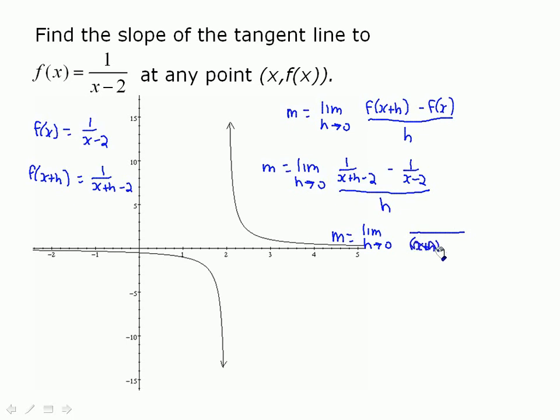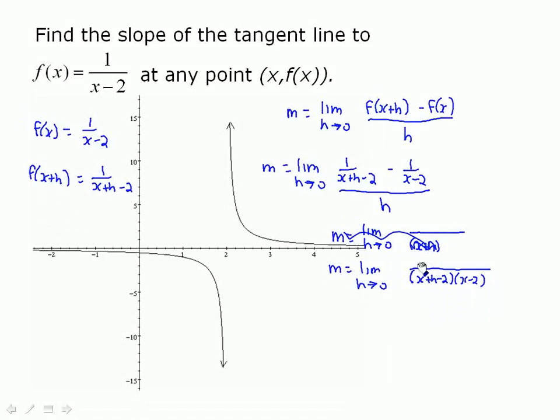Oops, I'm having a rough day here. I'm just going to get rid of this whole line here. Sorry about that. M is equal to the limit as h approaches 0 of our common denominator, try again, is going to be x plus h minus 2 multiplied by x minus 2. So just the product of the two. You cannot multiply x minus 2 by anything to be equal to x plus h minus 2. And then we take care of the numerators.